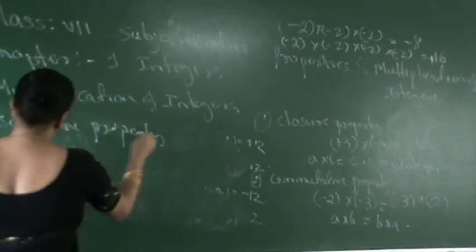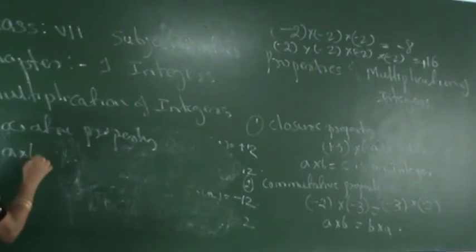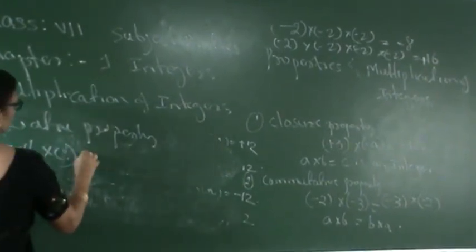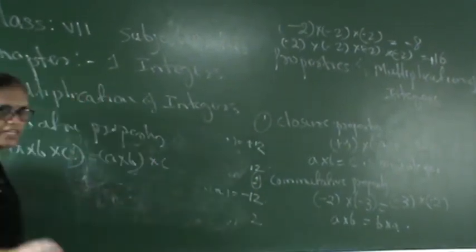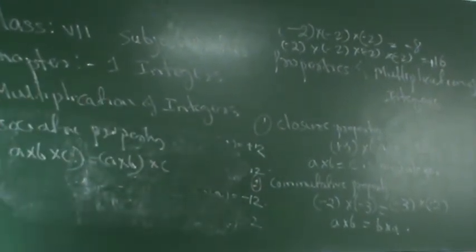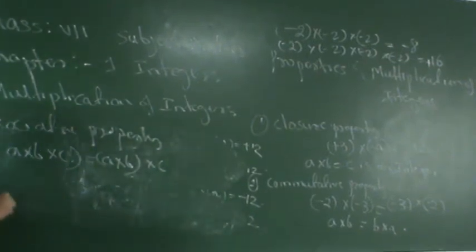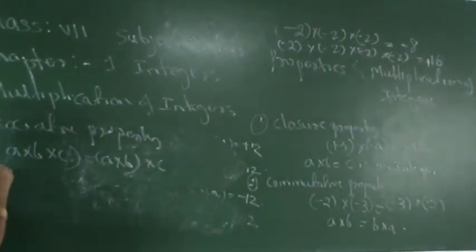Associative property: a into b in the bracket, times c, is equal to a times bc. You can multiply a and b first, then c, or the other way around; the answer is the same, the product will be the same. I will show one with an example.